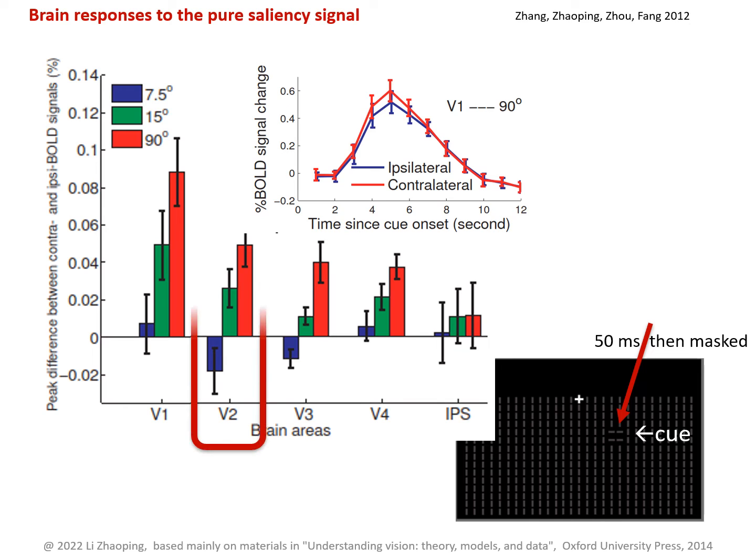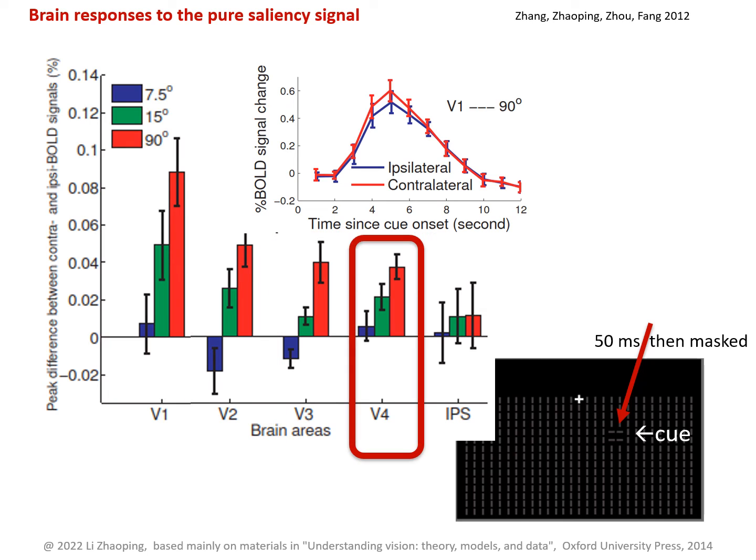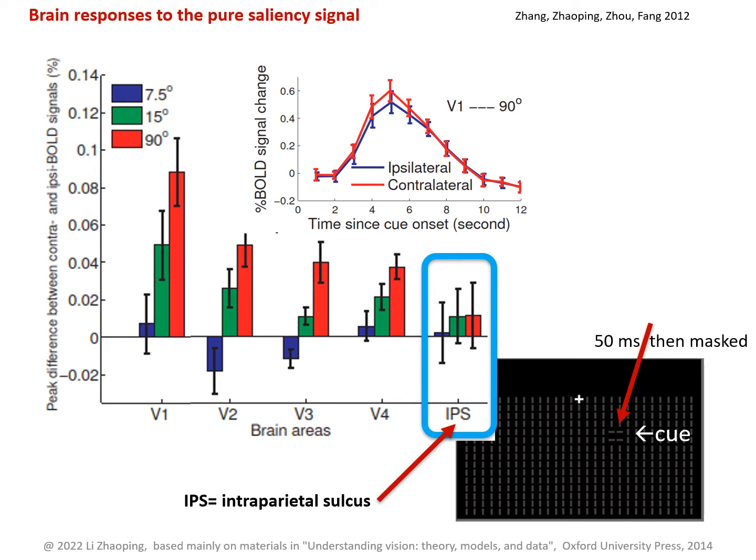The signals in V2 are still strong, although weaker than the signals in V1. And these are the signals in V3, and signals in V4 are still significant. And this is especially for the higher orientation contrast, of course. But the signals in the parietal cortical regions are insignificant at any orientation contrast.